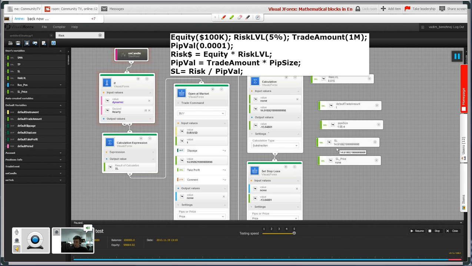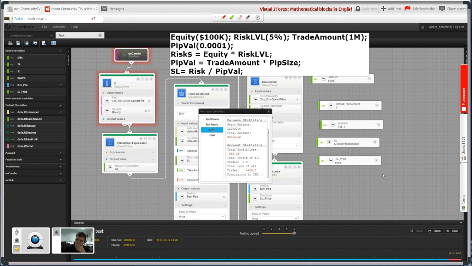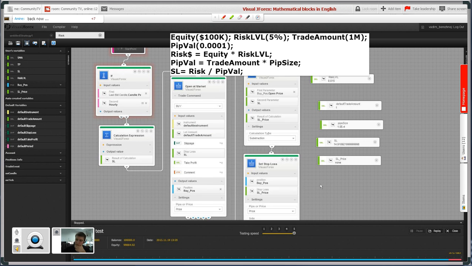It would be 15 pips. And stop loss, was it set or not? Bingo! It was set, but at the wrong price. Once again, we need some correction. That would be another calculation block.